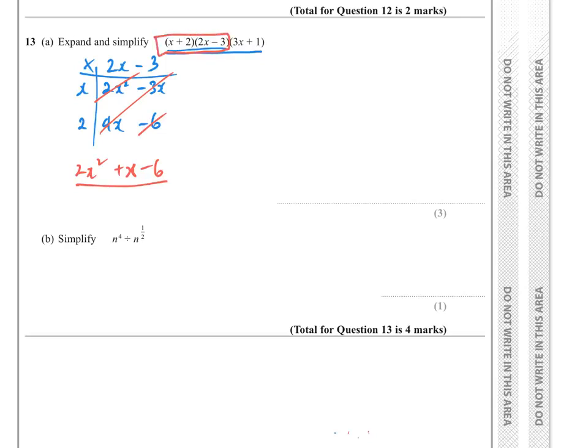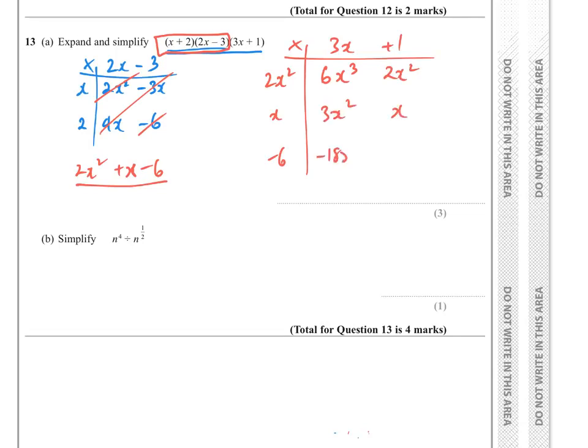And then I'm just going to times that by 3x plus 1. So I'm going to get 6x cubed, 2x squared, 3x squared, x, minus 18x, and then be careful, minus times the positive is negative 6. So I'm going to have 6x cubed plus 5x squared minus 18x plus x is minus 17x minus 6.